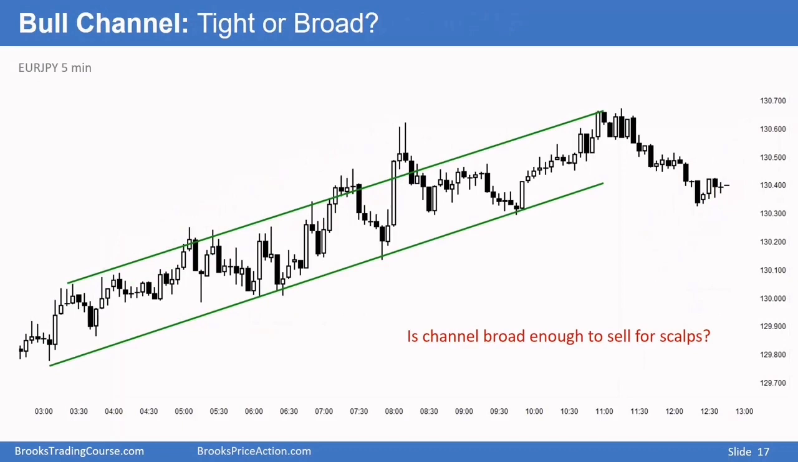What do you think about this channel? Is it broad enough to sell for scalps? This is the euro versus the Japanese yen. Or should you only look to buy? A general rule, if you cannot decide if the channel is broad enough to sell, only look to buy. When you have a bull channel, it's always good to buy, and you can only sell if it's clearly broad enough to make money fairly easily. In a situation like this, where the pullbacks are only 10 or 15 pips, it's very difficult to make money selling. It's better only to look to buy.